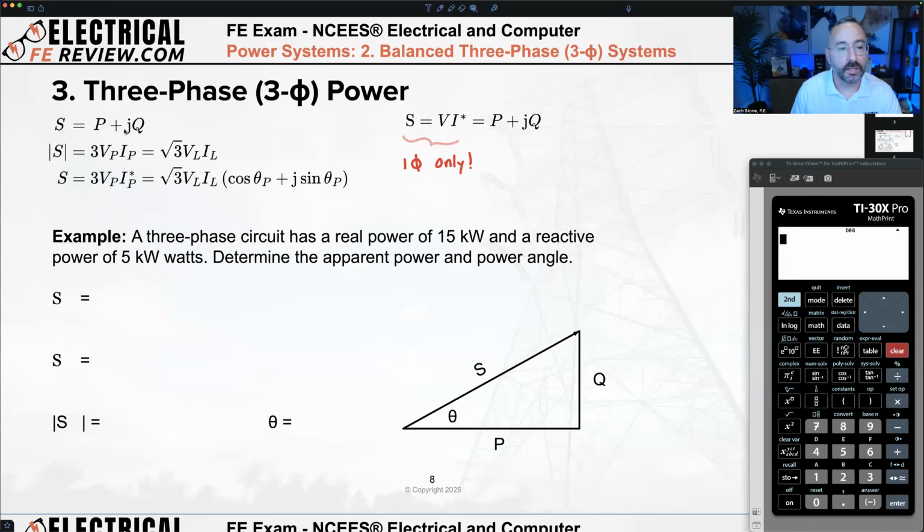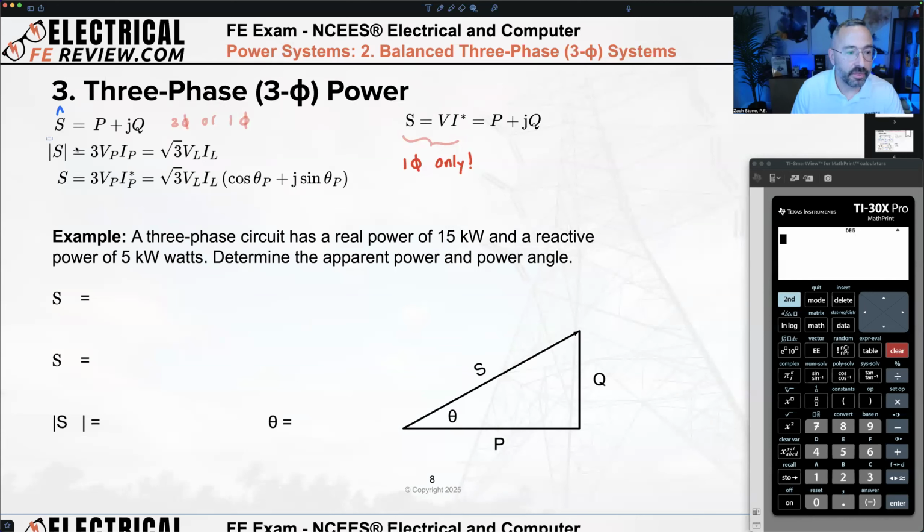Now, when I look at just P plus jQ, complex power equals P plus jQ, this could be three-phase or it could be a single-phase formula, right? If I've got single-phase P and single-phase Q, I'm going to calculate single-phase S. If I have three-phase P and three-phase Q, I'm going to calculate three-phase S. So P plus jQ can be for three-phase or single-phase. You just got to watch out what you're plugging in. Everything else, these are all three-phase formulas only.